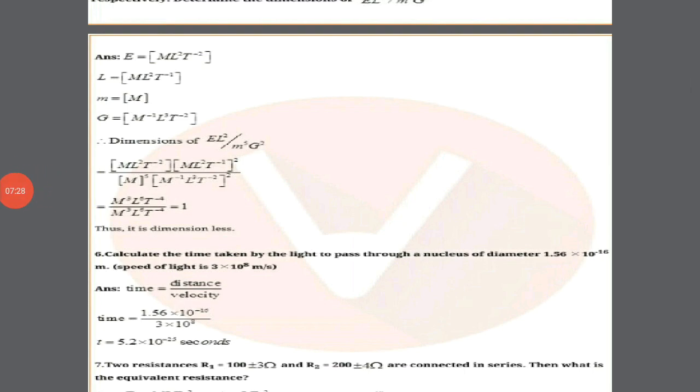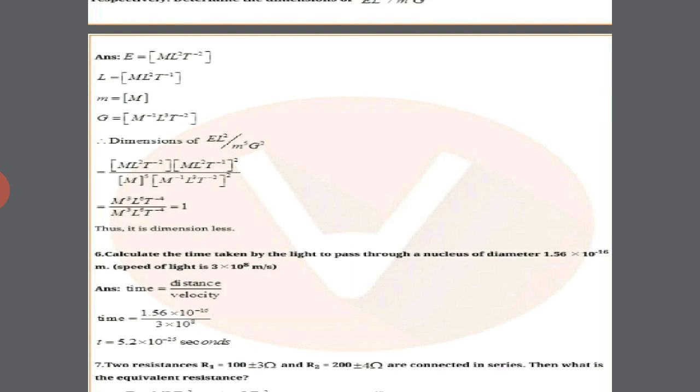Okay, E is equal to ML²T⁻². L is ML²T⁻¹. M is equal to capital M. Dimensions of Z is equal to M⁻¹L³T⁻². After putting the values, what we will find out is that it becomes a dimensionless quantity. All the dimensions in the numerator and denominator cancel out each other, so it becomes a dimensionless quantity.